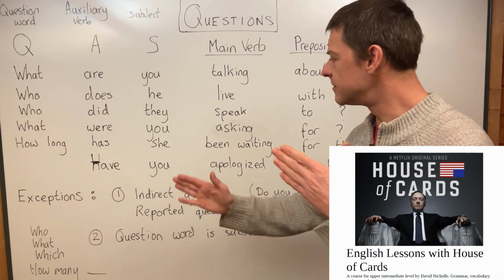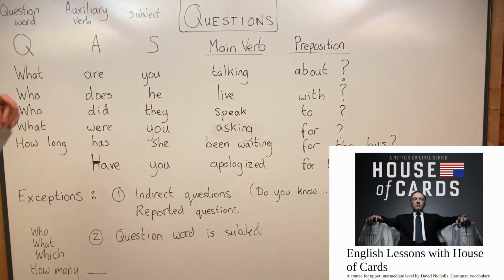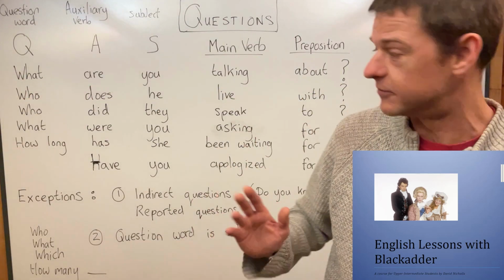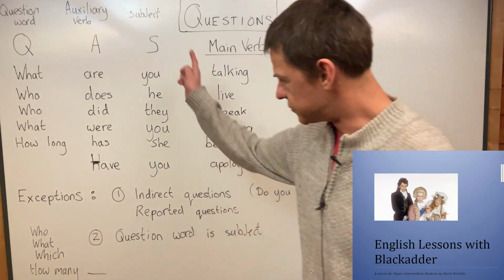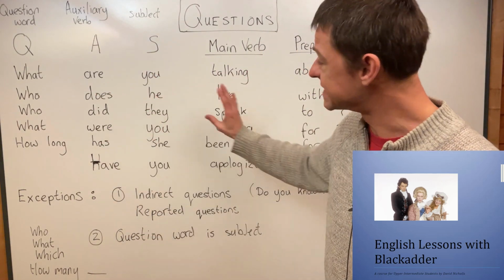At the moment, I just want to make clear the word order for questions. And this is the word order. You start with the question word: what, who, how long, where, when, why. I haven't got them all down, sorry about that. But I wanted to try to show you some different tenses. These are all different tenses, yeah.